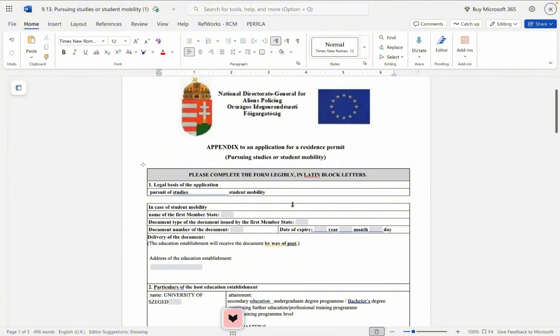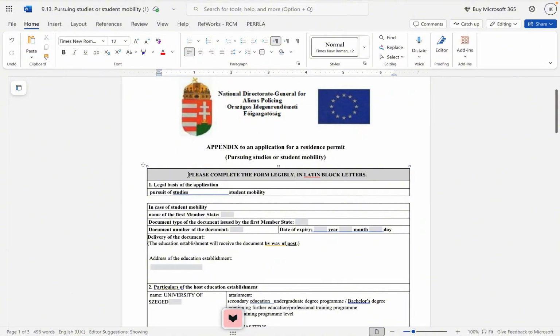So for those of you who will be coming to study here, you are coming to pursue studies. Student exchange programs are most times agreements between universities. So if you are in the University of Sierra Leone and you have an agreement with the University of Szeged, you can have student exchange programs. But that's not what you're doing here. So let us see how to fill this form.